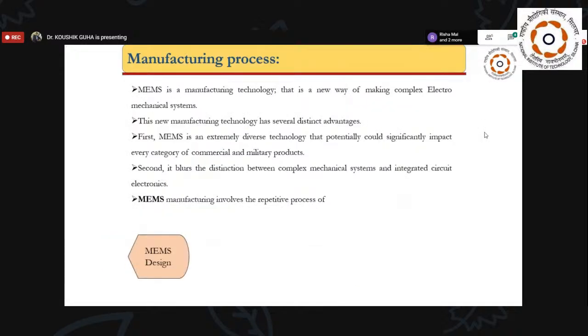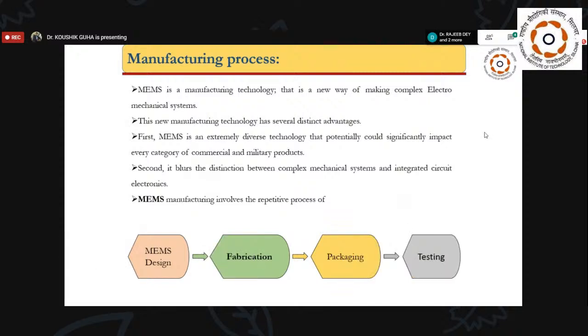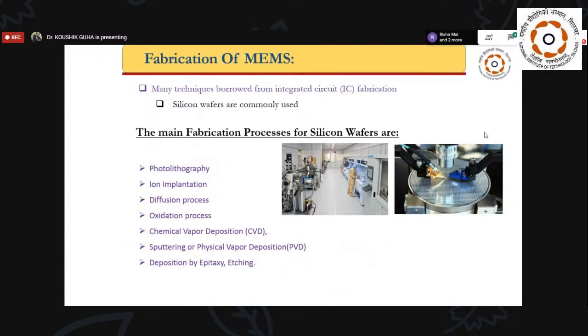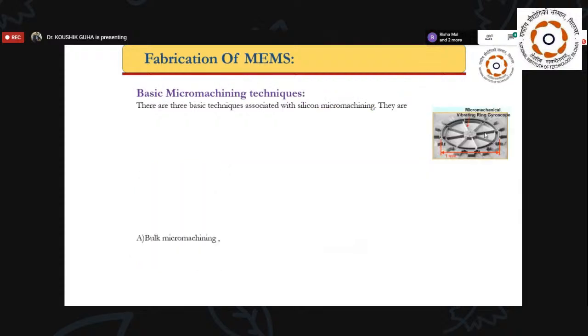What are the manufacturing processes? The design cycle, and then after the designing, we go for fabrication. Then after fabrication, we go for packaging. After packaging, you should go for testing. Some of the fabrication processes are common in silicon or IC fabrication: photolithography, ion implantation, diffusion, oxidation, CVD, sputtering, deposition by epitaxy, etching. That is also common in MEMS.